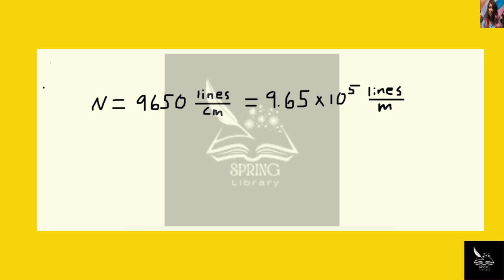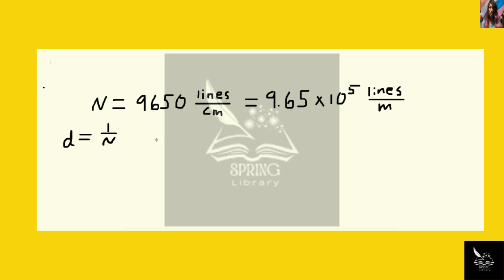We're told that two first-order spectrum lines are measured with a spectroscope, which has N, the number of lines, equal to 9,650 lines per centimeter, which is equal to 9.65 times 10 to the fifth lines per meter. They're measured on either side of center, and it gives you the four values for either side of center, and it wants us to calculate the wavelengths based on this data.